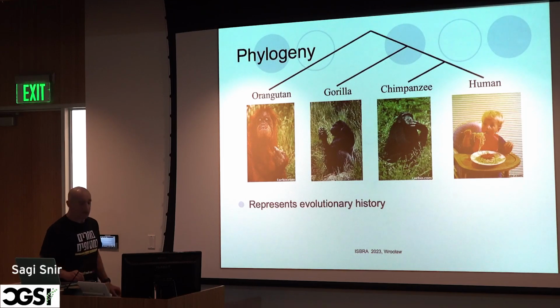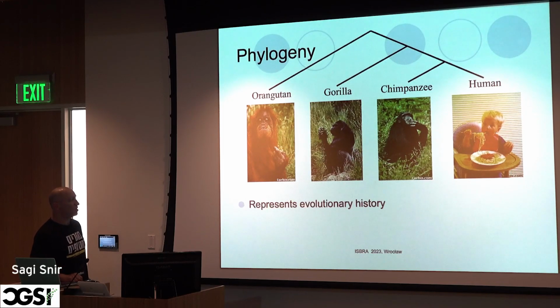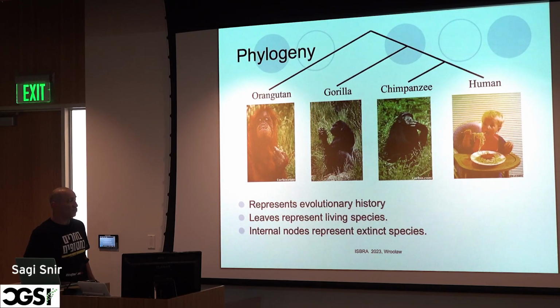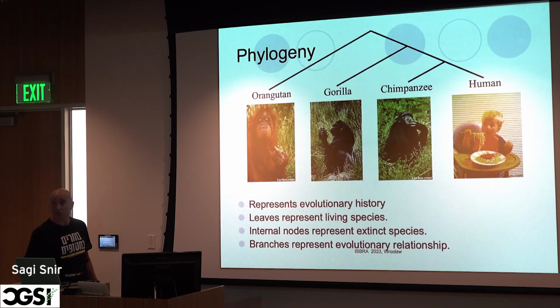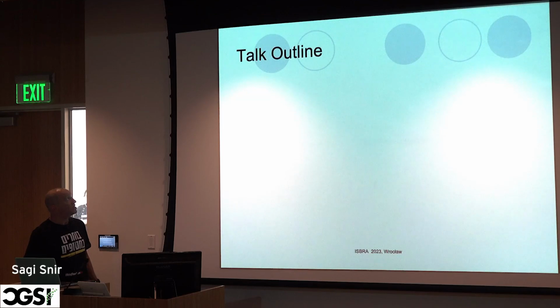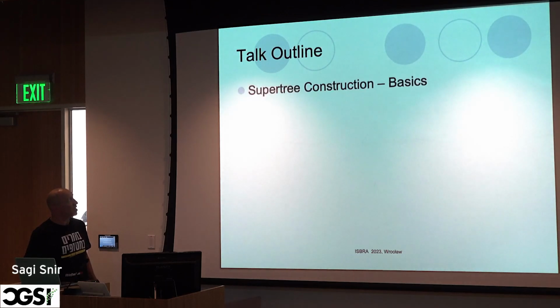We see here a phylogeny, and it represents the evolutionary history of the species that we see. Leaves represent living species. Internal nodes represent extinct species or points of speciation events. And the branches, the structure of the tree, represent evolutionary relationships. This is quite well known, and let's see how the talk is outlined.